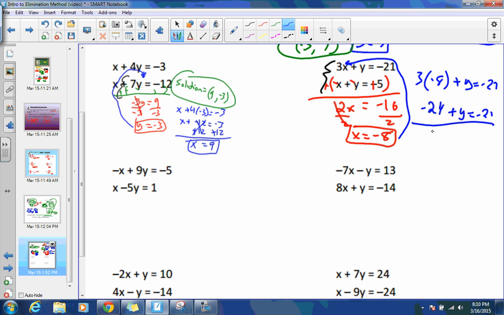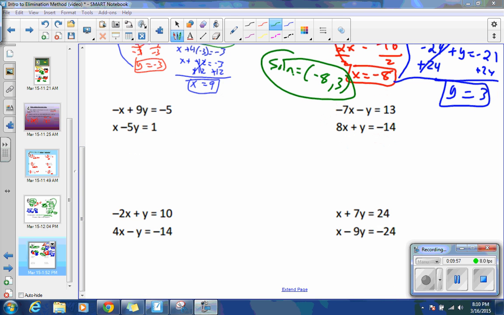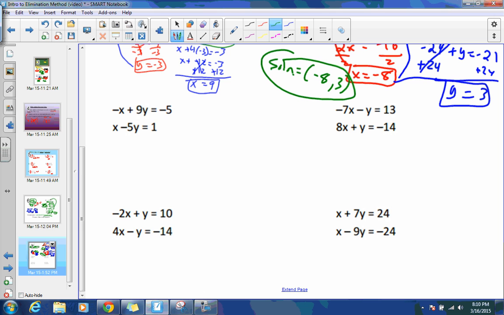And to undo that negative 24, we're going to add 24 to both sides. Cancels out here. You have y equals negative 21 plus 24, which is actually positive 3. So our solution, we'll abbreviate there, equals negative 8 and 3. All right, we're halfway there. And we're only almost 10 minutes in. So let's finish these off quickly.